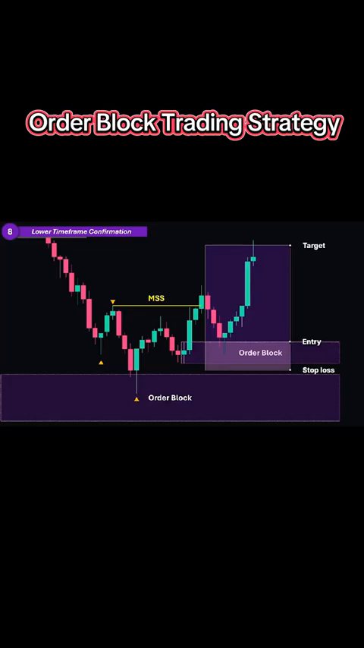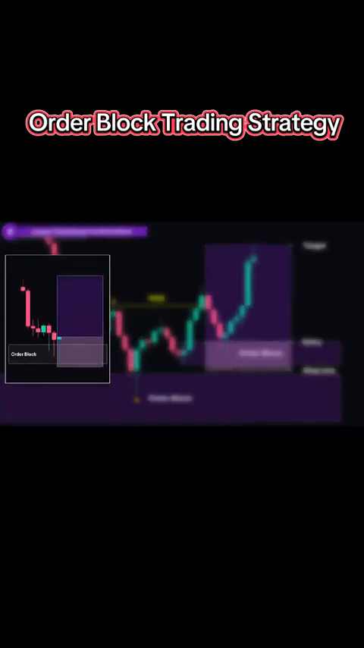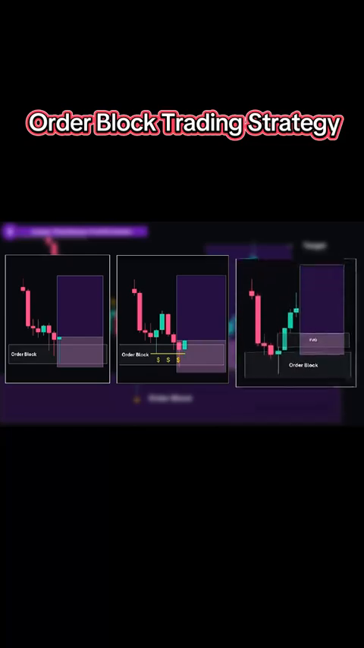You can also look for signs such as strong rejection candles, liquidity sweeps, or a fair value gap forming as a reaction to an order block. These confirmations can be added as additional reasons for the higher time frame order block to work.